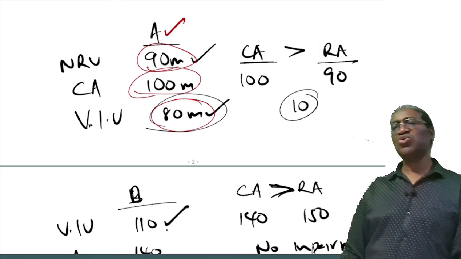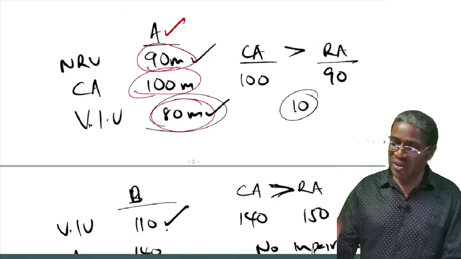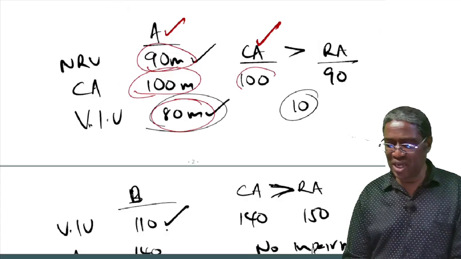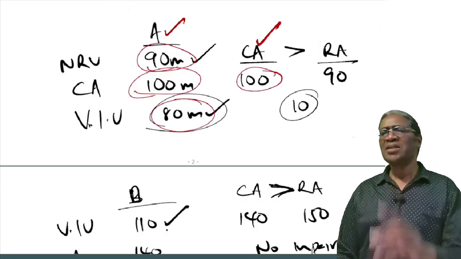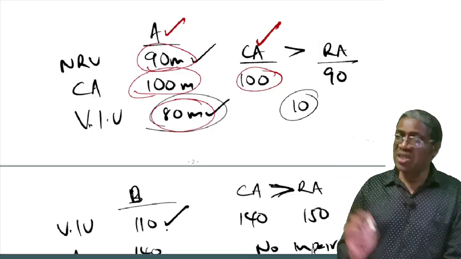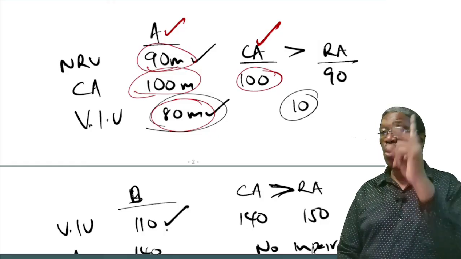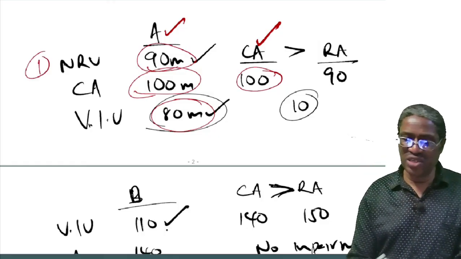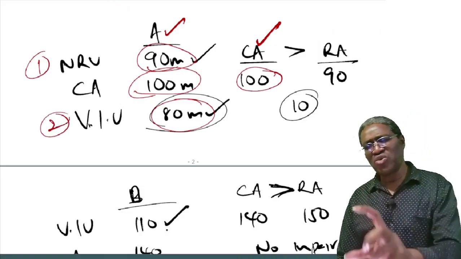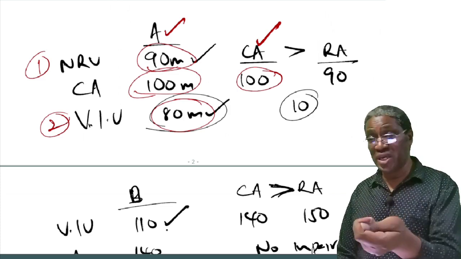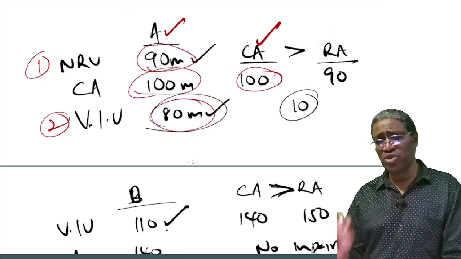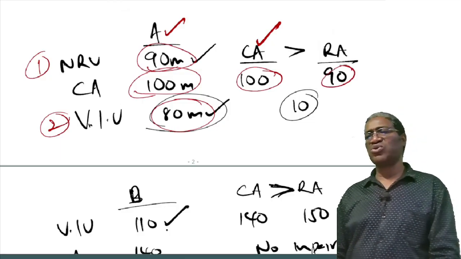We said, to know whether it has suffered, you compare the carrying amount of that asset, which here we identified as 100 million, with the recoverable amount of that asset. And to get the recoverable amount, you compare two values: one, the net realizable value of that asset, and number two, the value in use. Whichever of the two is higher is what you will pick as your recoverable amount. From this illustration, the higher of those two was 90.